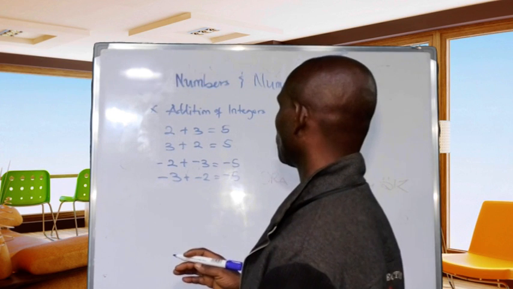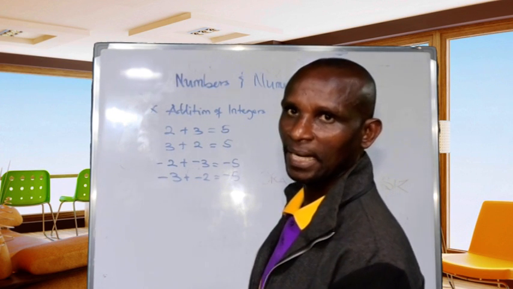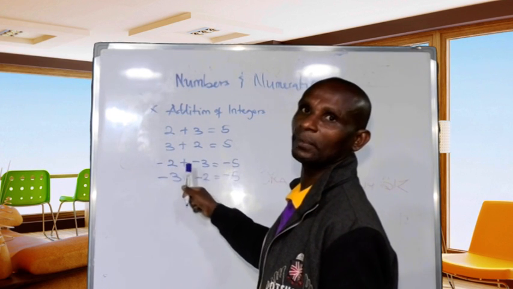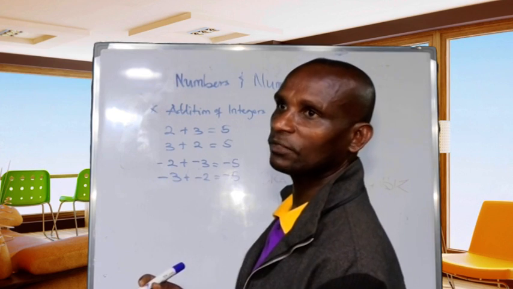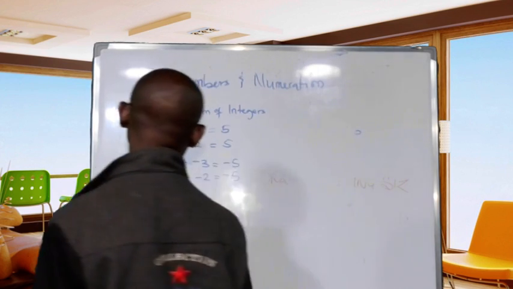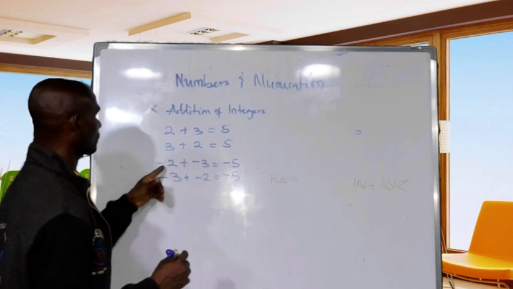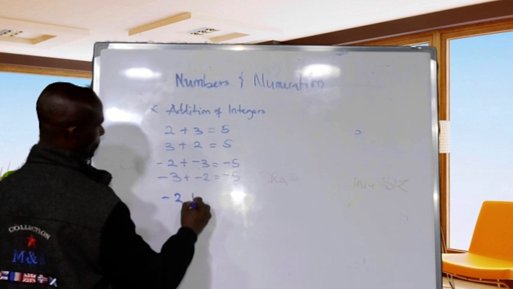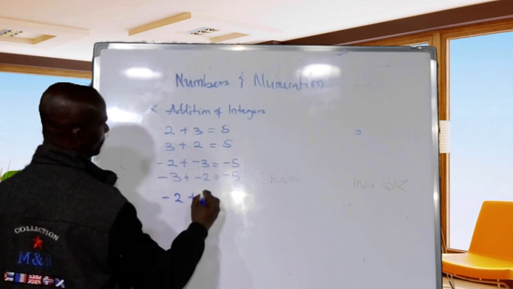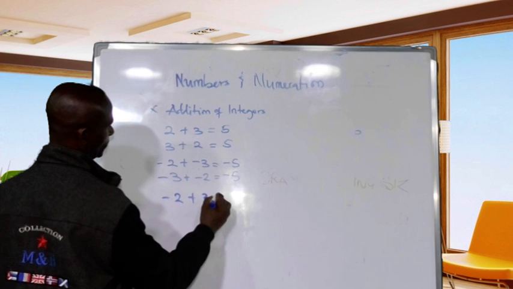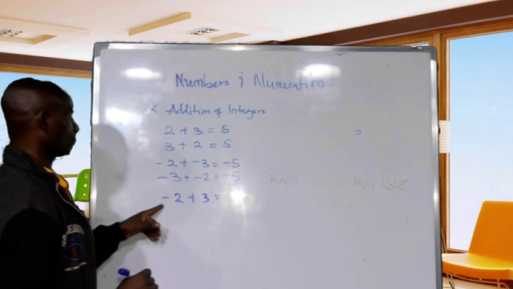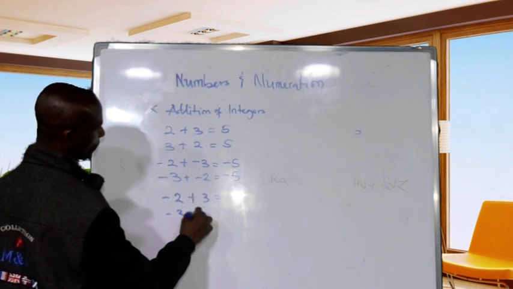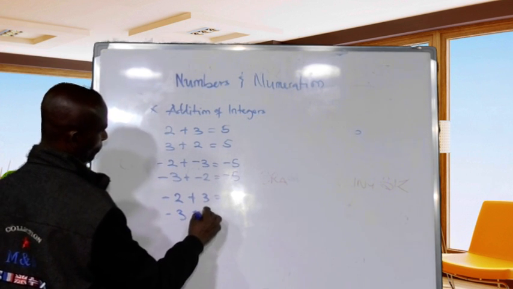Now let's see how we can add the positive and the negative numbers. Here we have added 2 positive numbers. We have added 2 negative numbers. Now let's see how we can add a negative number with a positive number. Take for example a small negative number and add with a big positive number. Then the next one is taking a big negative number, add with a small positive number.